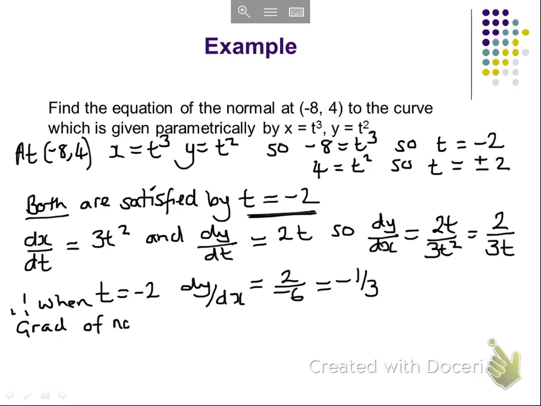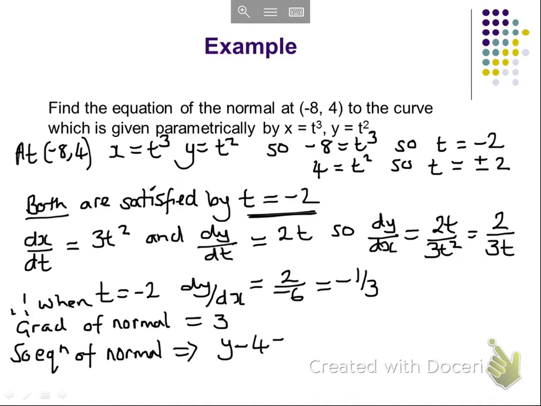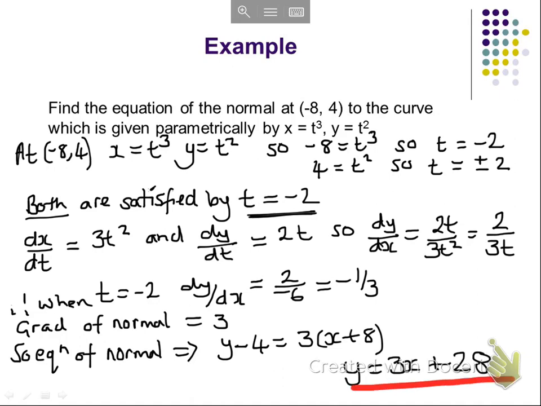Therefore, the gradient of the normal will be equal to 3. So now I can work out the equation of the line going through the point minus 8, 4. So the equation of the normal will be y minus 4 equals 3x plus 8. Minus minus is a plus. So y equals 3x plus 28.